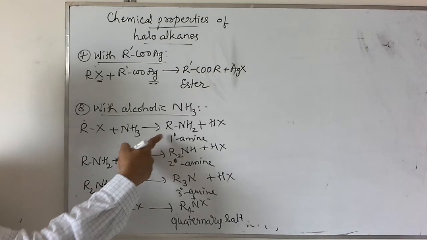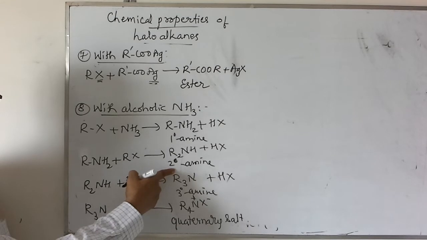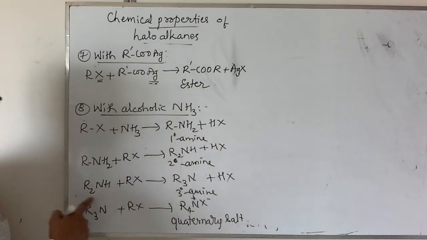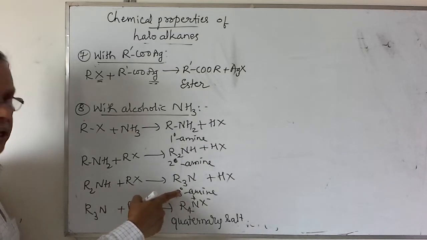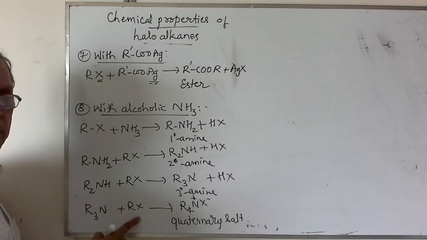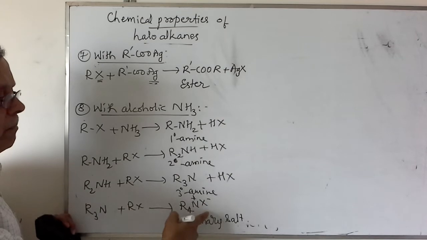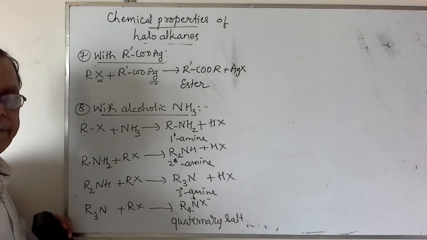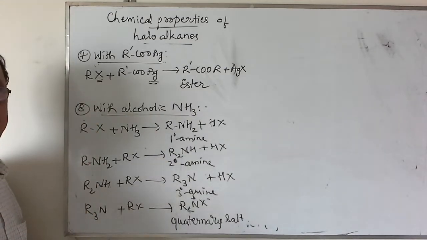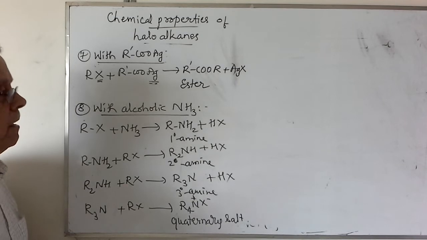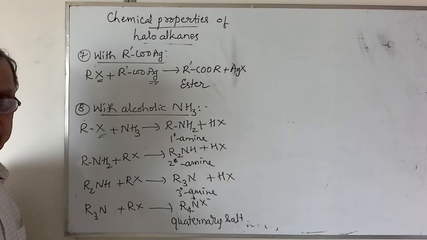Say for example, if you are using ethyl bromide, ethyl bromide will give rise to ethylamine. Ethylamine will react with further ethyl bromide to give rise to diethylamine, a secondary amine. Diethylamine will react with ethyl bromide to give rise to triethylamine, a tertiary amine. Similarly, tertiary amine will react with one more amount of alkyl halide to give rise to a quaternary salt, tetraethyl ammonium iodide or bromide. So these are some substitution reactions in which nucleophilic substitution is taking place. That is, in place of the halogen atom of an alkyl halide, a nucleophile is substituted.